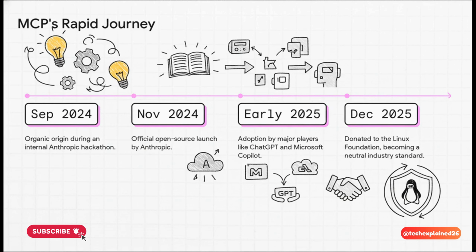It all started at an internal Anthropic hackathon where, as one of the creators said, everyone just built an MCP. It was just so obvious it was the right solution. By early 2025, all the big names were on board, and then, just about a year after it launched, it was donated to the Linux Foundation, cementing it as a truly neutral, open standard for the entire industry.